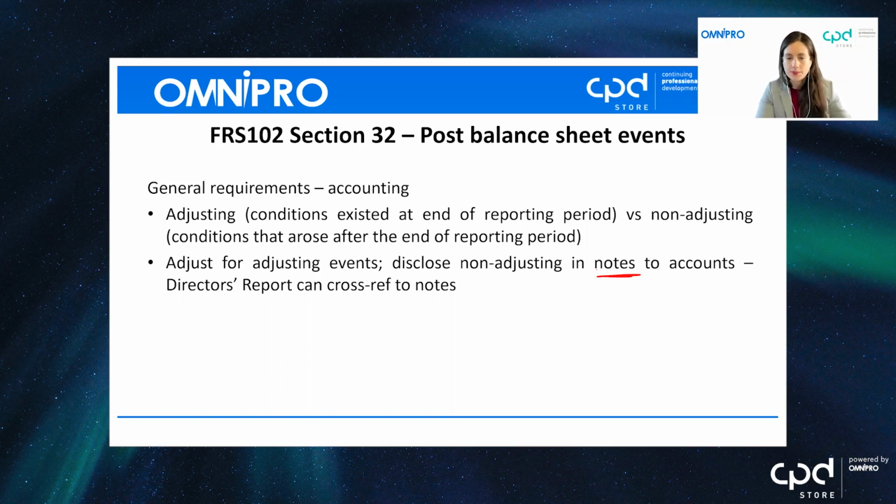Okay. Now, it's a little bit confusing because the note to the financial statements is required whether or not there is an adjustment. So you always have to have a note in the financial statements. If the note says there are no post-balance sheet events, that's fine. You have to have the note even where there are no post-balance sheet events. For the director's report, you don't have to have the note where there are no post-balance sheet events, but where there are post-balance sheet events, you do have to have the note.